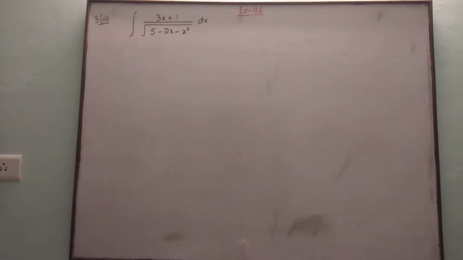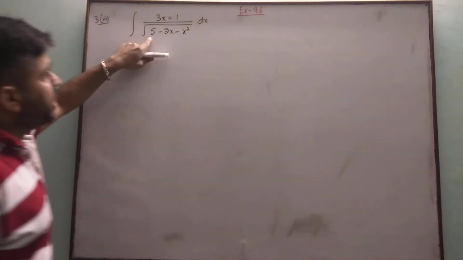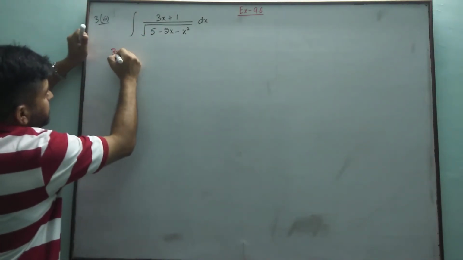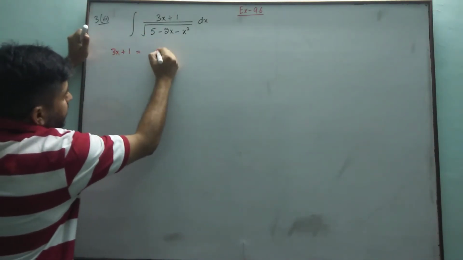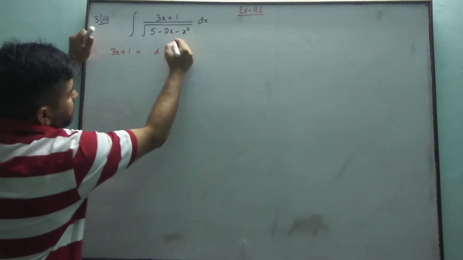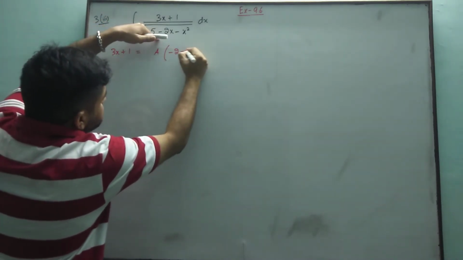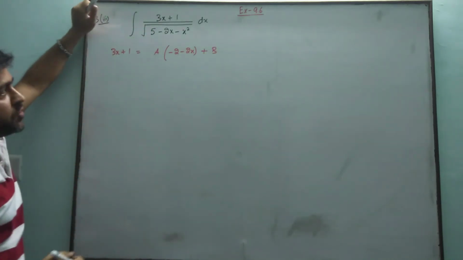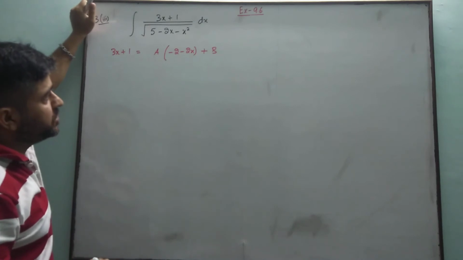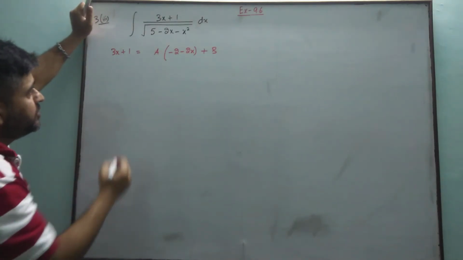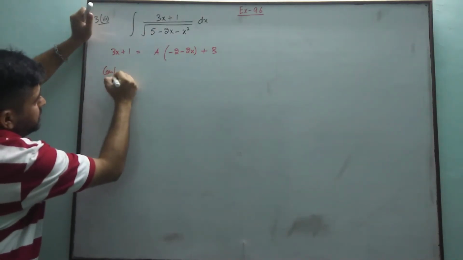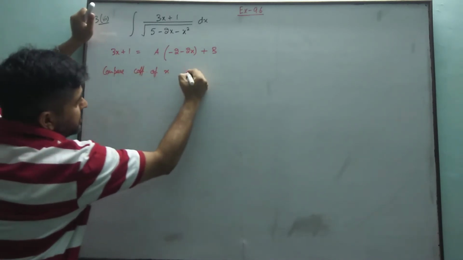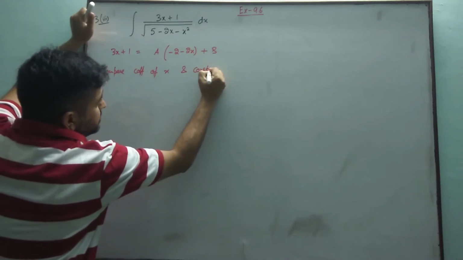We have a next form, that is linear upon under root quadratic. In that case what you have to write is, linear is equal to a into derivative of quadratic plus b, and on comparing the coefficients of x and the constant terms you will get the values of a and b. That is, compare the coefficient of x and constant terms.